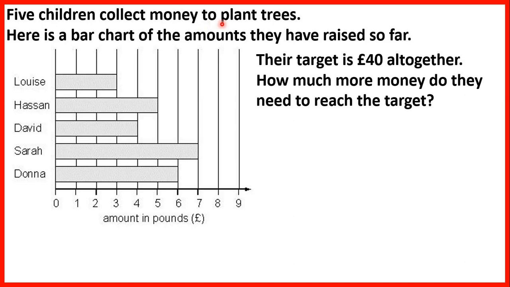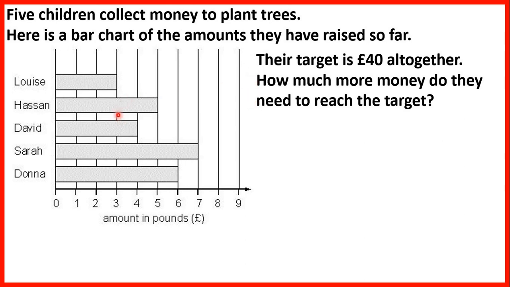5 children collect money to plant trees. Here is a bar chart of the amounts they have raised so far. Their target is £40 altogether. How much more money do they need to reach the target?